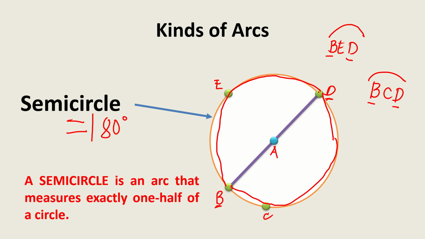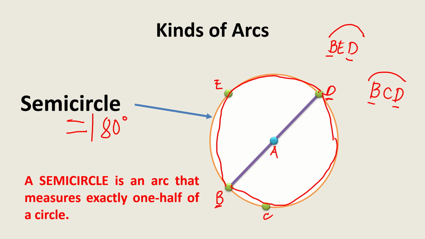Other books kasi merong 4 or ginagamit na lahat yung dinadaanan, pero most books po ay 3 lang talaga ang ginagamit at 2 para ma-identify natin kung anong type ng arc siya based on the name pa lang. Okay po? Okay, tapos na tayo sa arcs. Now, doon naman tayo sa mga angles.